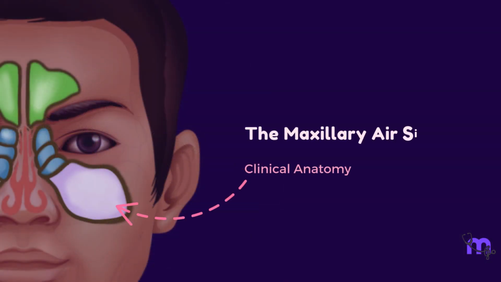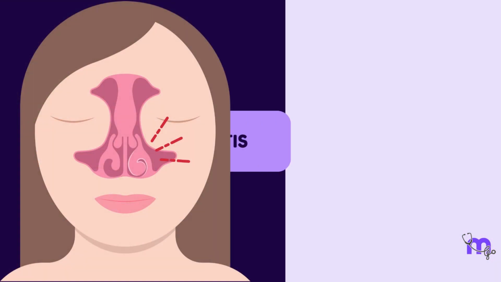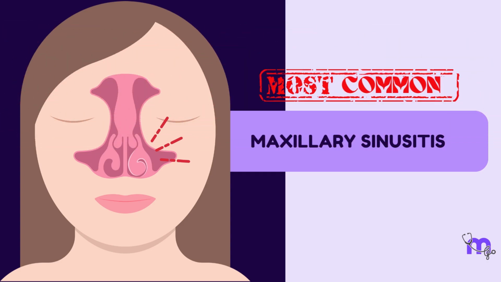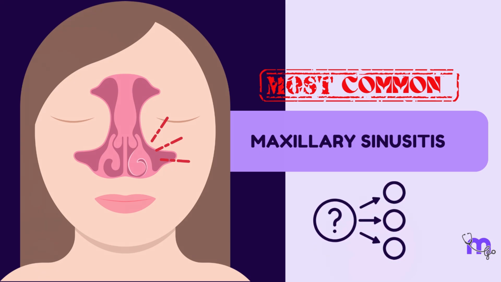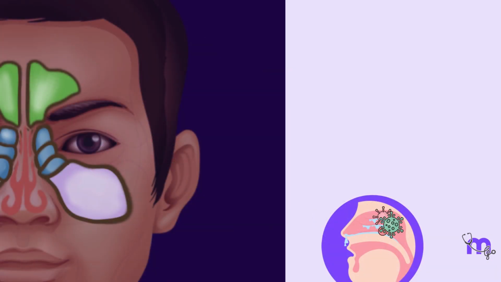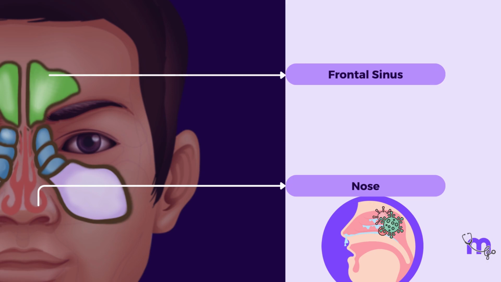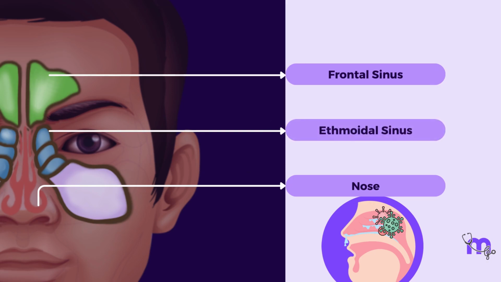Clinical anatomy of maxillary sinus. Maxillary sinusitis, an infection of the maxillary sinus, is the most common among all sinus infections. It can occur due to various reasons, including the spread of infection from the nose in case of viral rhinitis or infected frontal and anterior ethmoidal sinuses.